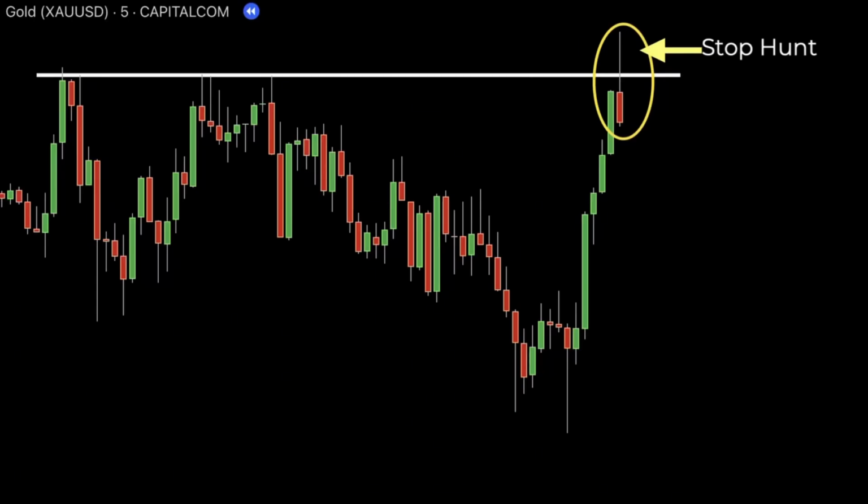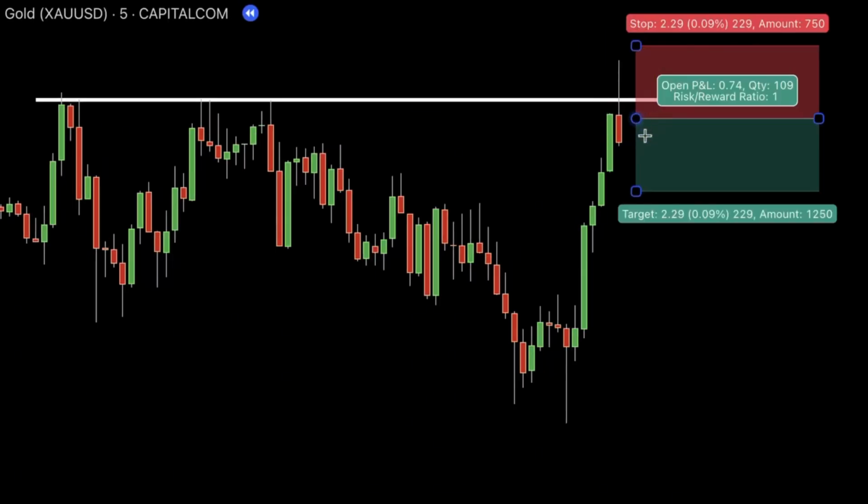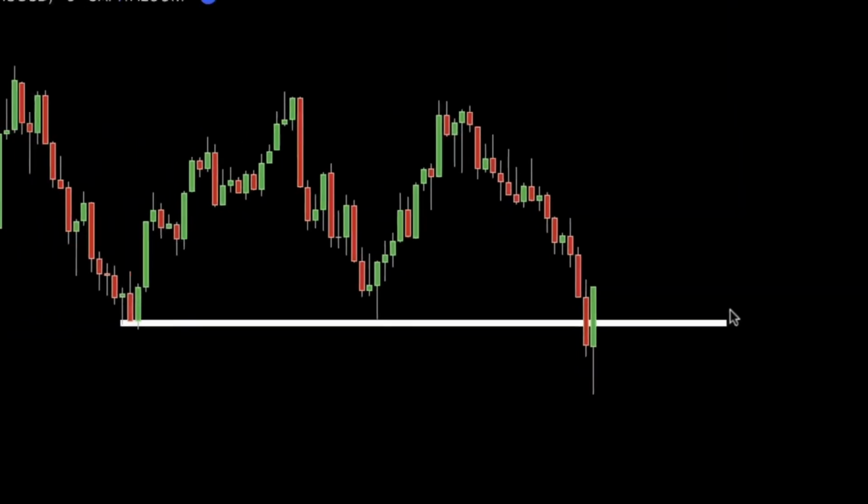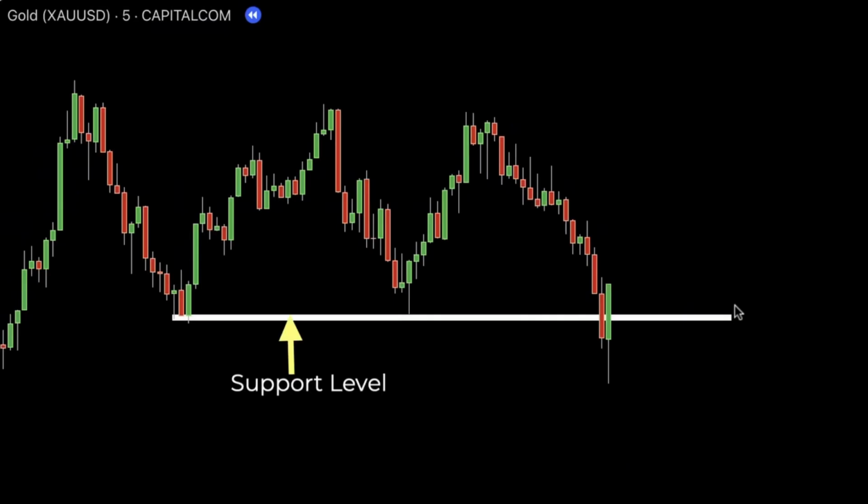Now, how do you trade this setup? You place your entry at the close of the candle that created the stop hunt, set a stop loss above the candle wick, and target the next level. Before taking the trade, always make sure the trade offers a 2-to-1 reward to risk ratio. Let's look at another example, this time at a support level.